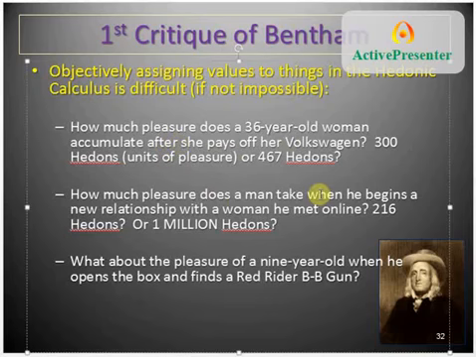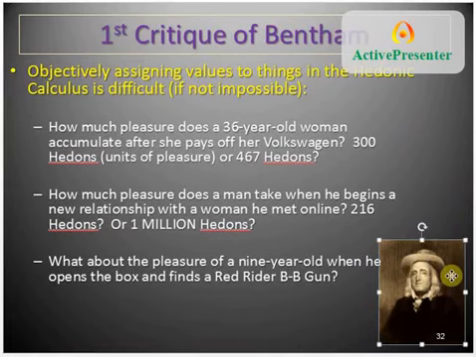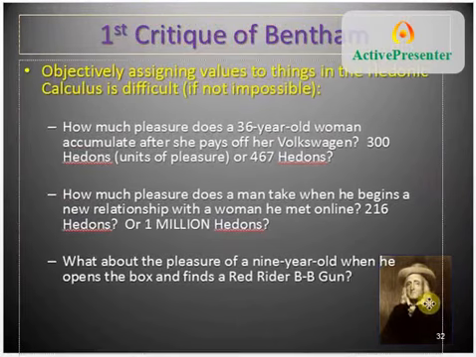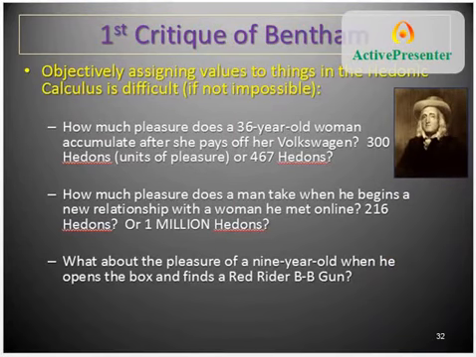And what about the pleasure of a 9-year-old when he opens the box and finds a red Ryder BB gun? I should have a picture of Ralphie on here, not Jeremy. Do you see what I mean? Like, how do we calculate this?